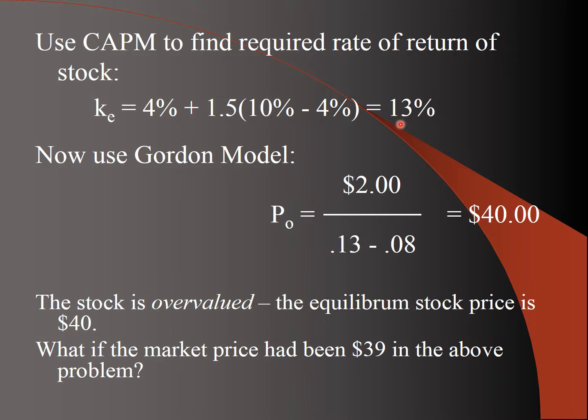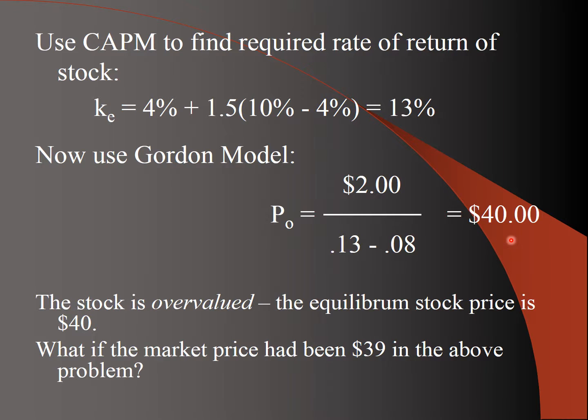Using the constant growth model, or the Gordon model, the required rate of return you calculated using CAPM is exactly the same required rate of return that we use here. So we just take the 13% and plug it in down here, and then, as you'll recall, with the constant growth model we need next year's dividend, which was given to us in the problem as $2, and we need the growth rate, which was given at 8%. When we plug those numbers in, we get a price of $40.